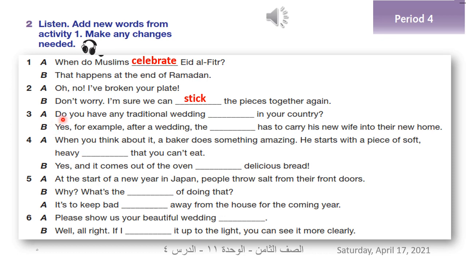3. Do you have any traditional wedding customs in your country? Yes. For example, after a wedding, the groom has to carry his new wife into their new home.